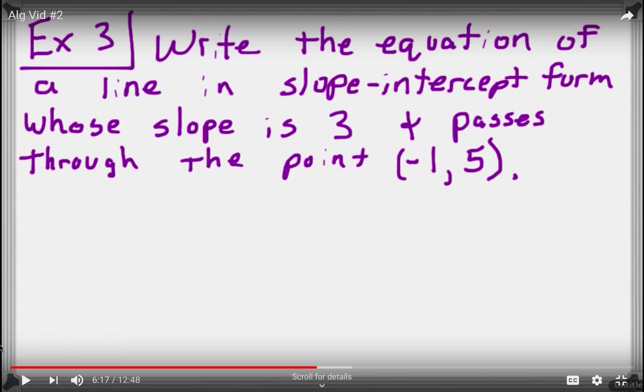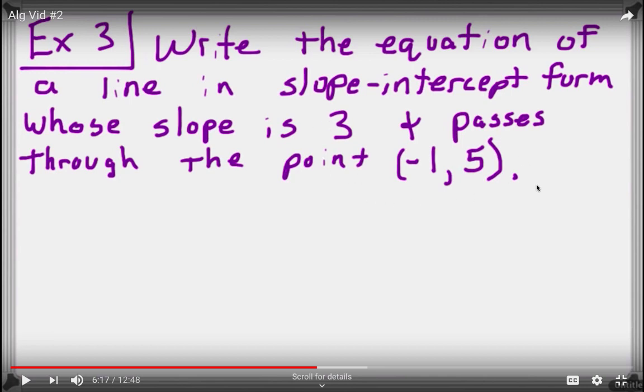Okay. So this example 3, if you remember from the previous video, we talked about slope-intercept form, y equals mx plus b. In this particular problem, we got to write the equation of a line in slope-intercept form whose slope is 3 and passes through a specific point. Now, one thing I need you to understand is if you are given the slope, that's one part of your equation. So that 3 is going to be our m.